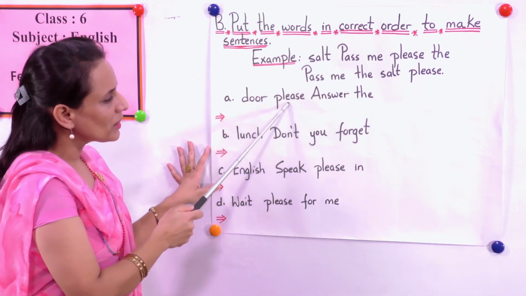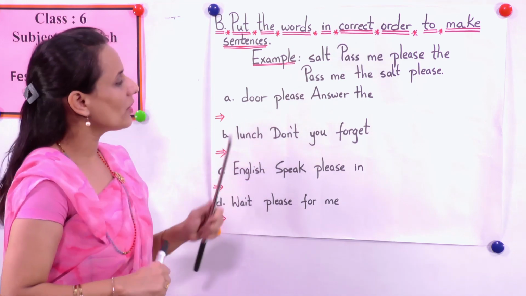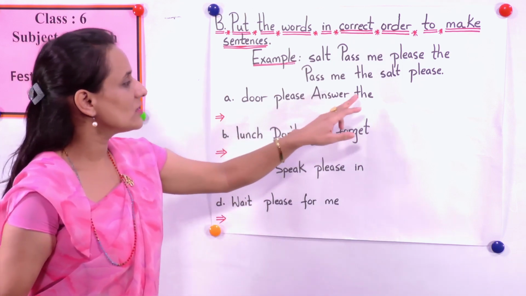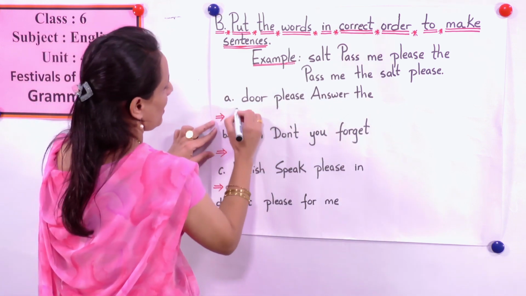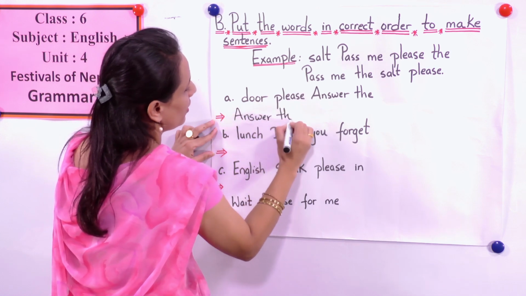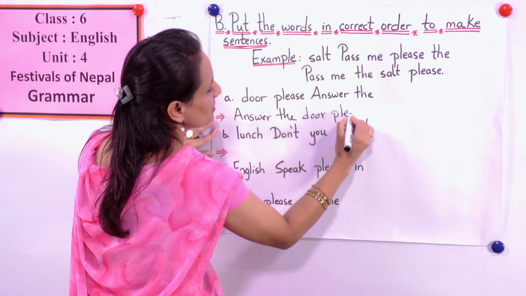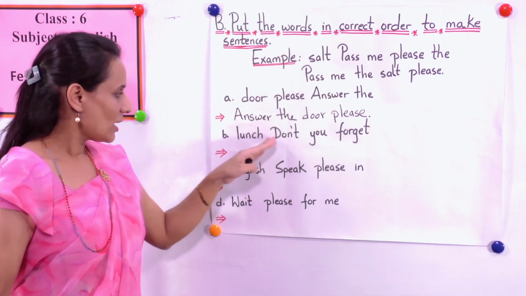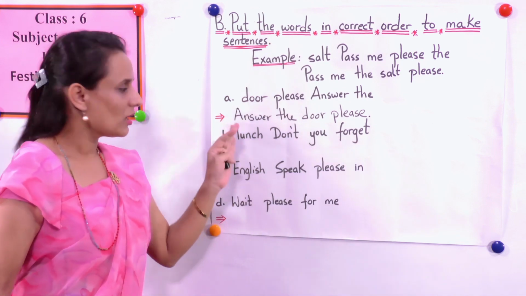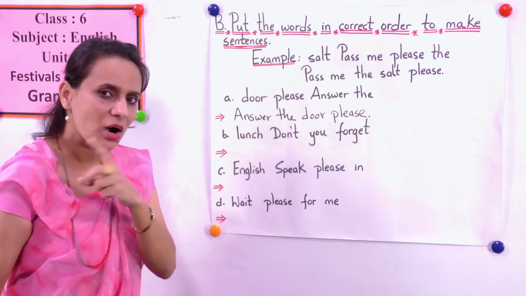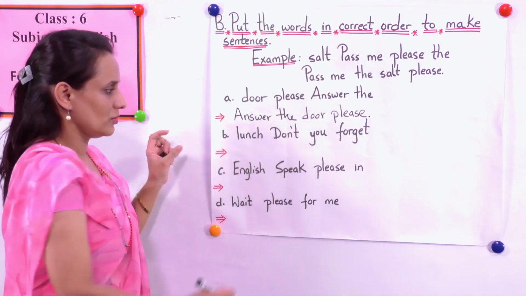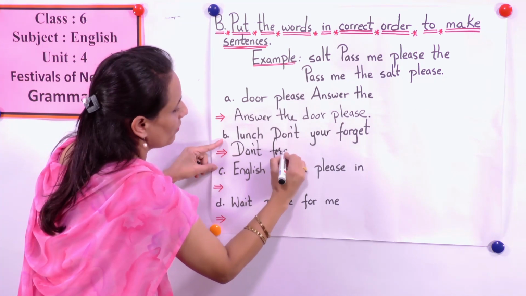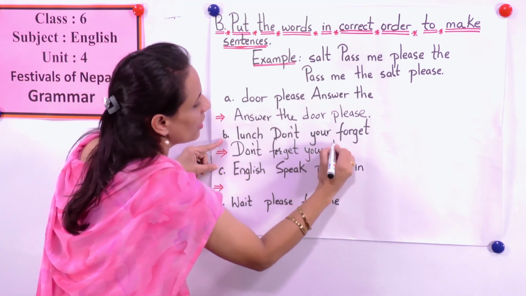Now, this one, door, please answer the. What will be the correct answer? You can see the capital word also here. And what will be the answer? Answer the door, please. Isn't it? Answer the door, please. This is the correct answer. Good. Now, second one. Lunch, don't you forget. What will be the answer? Okay, very good. Don't forget your lunch.